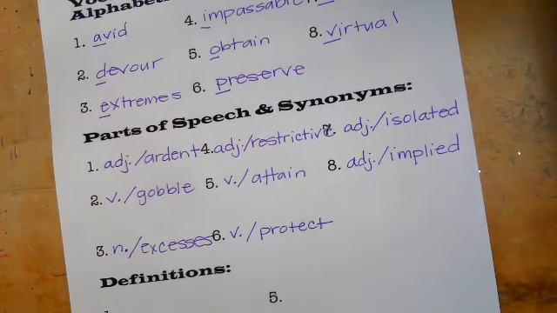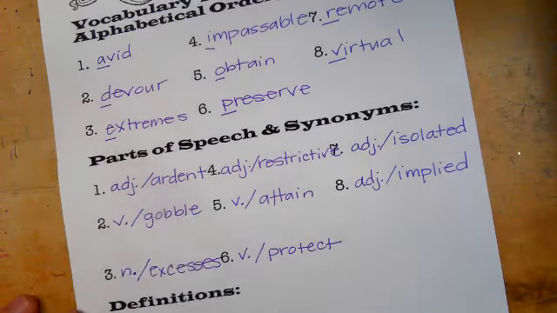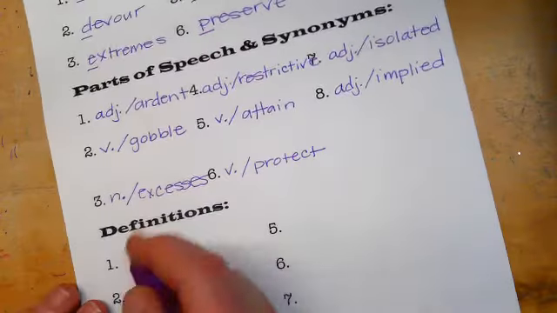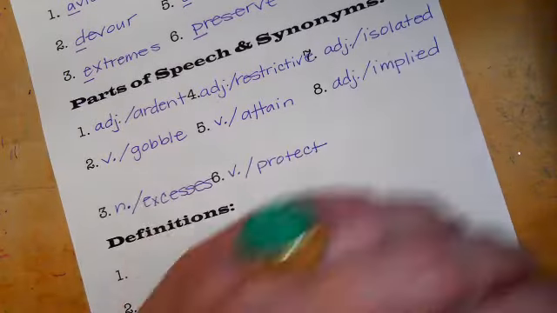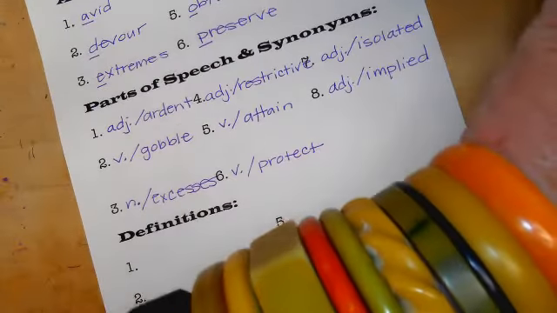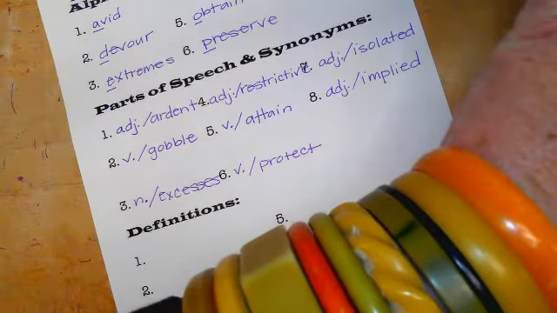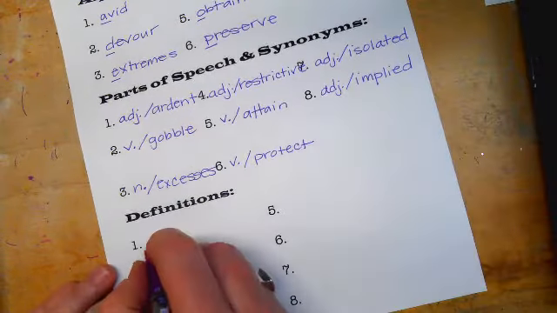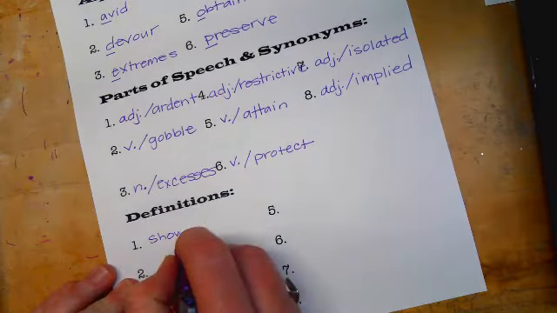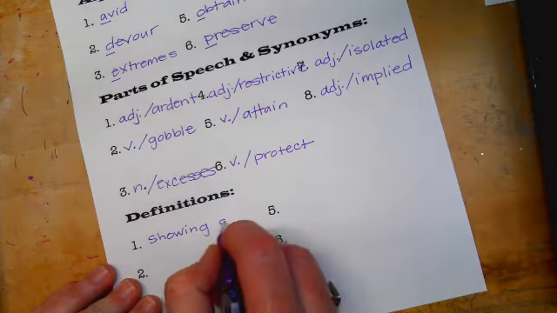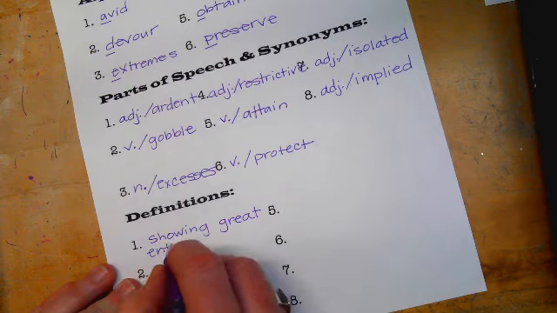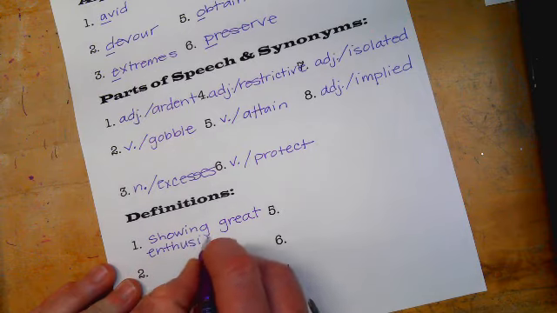Okay. So now we're done with that part. Now we're going to do the definitions. So the definition for avid is showing great enthusiasm. I'm going to zoom out a little bit so you can see a little bit better. Showing great enthusiasm.